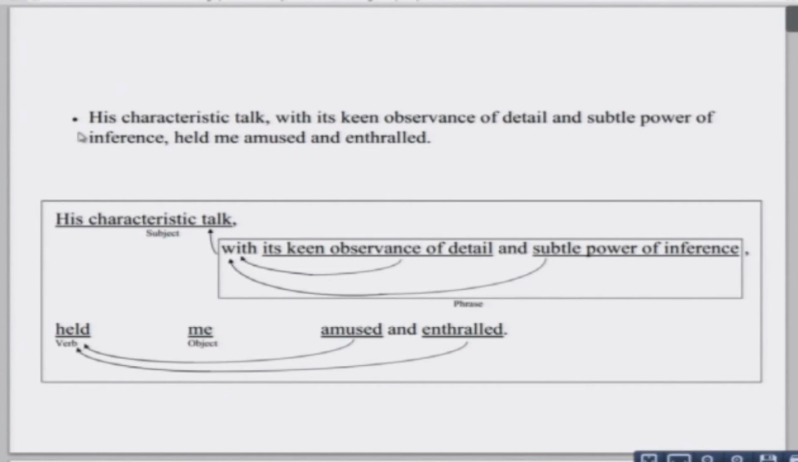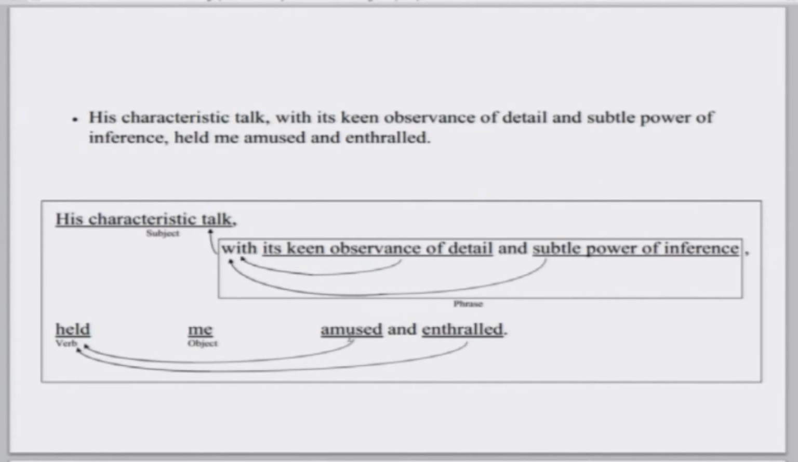So, first one: his characteristic talk with its keen observance of detail and subtle power of inference held me amused and enthralled. Here his characteristic talk is the subject of the sentence, about which something is being said. And what did the subject do? His characteristic talk held. So, held is the verb operating like the proper verb, and held whom? Me, that is the object.